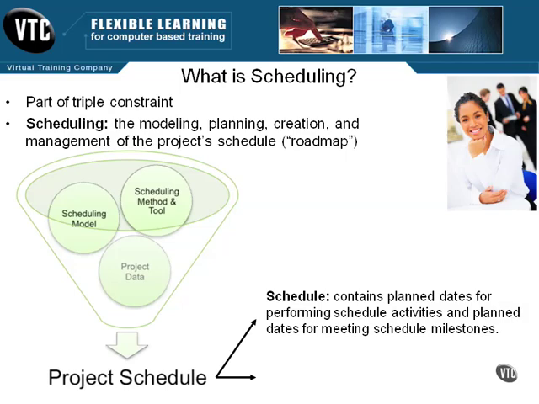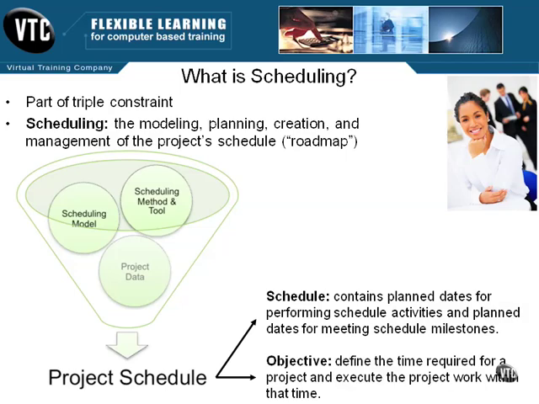The main objective of scheduling is simply to define the time required for a project and to execute the project work within that time. However, it's rare that things go exactly as planned, although we attempt to execute that work as planned, and that's where strategic management of the schedule comes in.